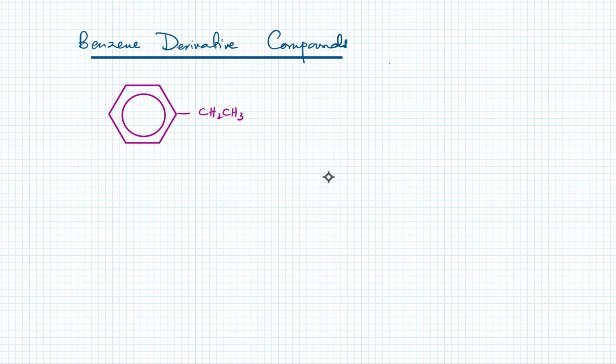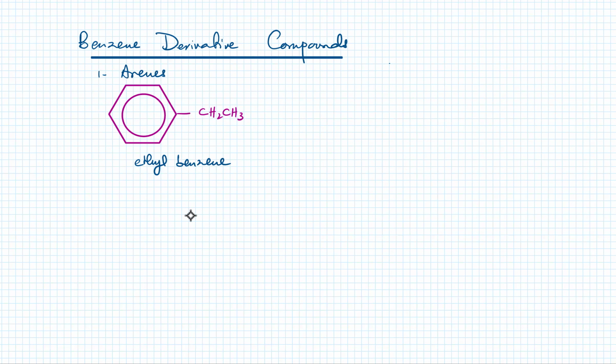It's like a benzene with one H missing. You've got H's over here, but on this side the H has been substituted by an ethyl group. The name of this molecule is ethyl benzene. Similarly, you can have methyl benzene or propyl benzene. So these are known as arenes. That's number one.